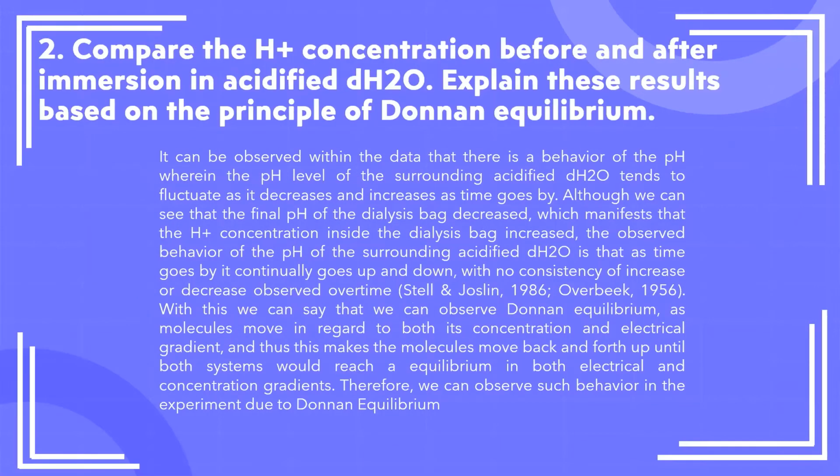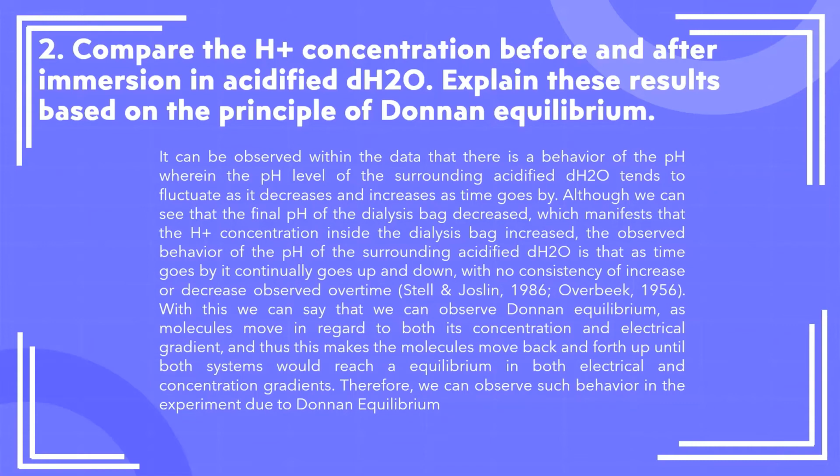For the second question, we can observe within the data that there is a behavior of the pH wherein the pH level of the surrounding acidified distilled water tends to fluctuate as it decreases and increases as time goes by. Although we can see that the final pH of the dialysis bag decreased, which manifested that the H plus concentration inside the dialysis bag increased, the observed behavior of the pH of the surrounding acidified distilled water is that as time goes by, it continually goes up and down with no consistency of increase or decrease observed over time.